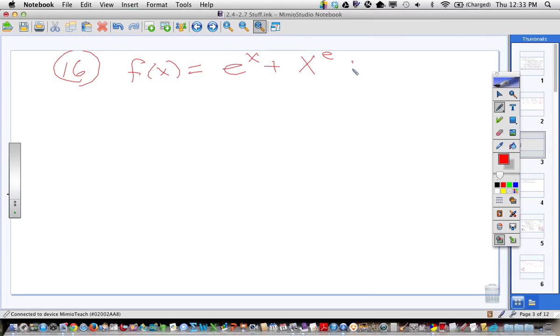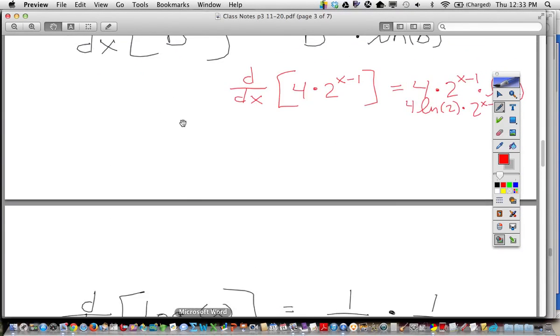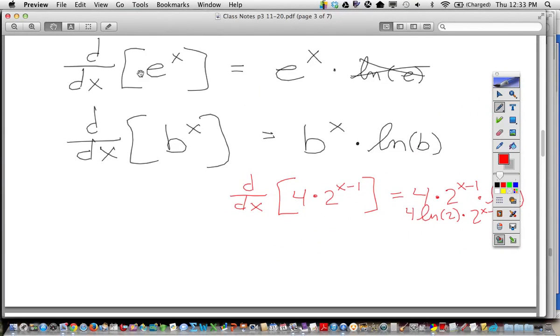Yeah. Now, I kind of like how the book does this. You're never going to see a function like this in your life other than right here. But what it does is it really makes you think about the rules. An exponential function is when you have a number raised to an x. And those have special rules. Those are these right here. Okay? A number raised to an x.